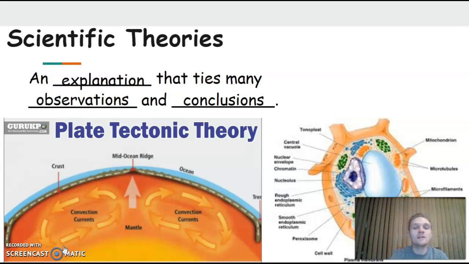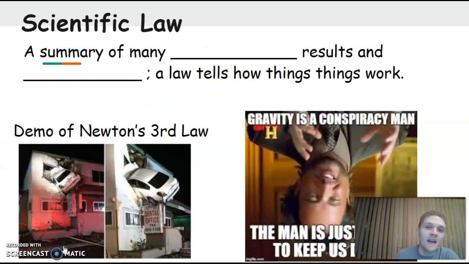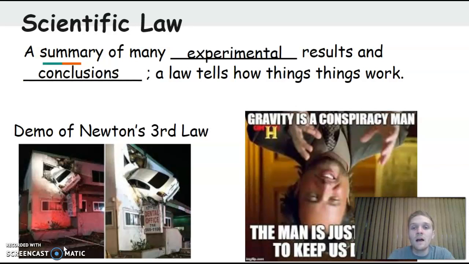So scientific theory is really broad scope, right? And one step further than that is a scientific law. So a scientific law is a summary of many experimental results and conclusions. A law tells you how things work, and laws are usually always true. There may be rare instances when they're not true, but unless something crazy is happening, our scientific laws are usually upheld.